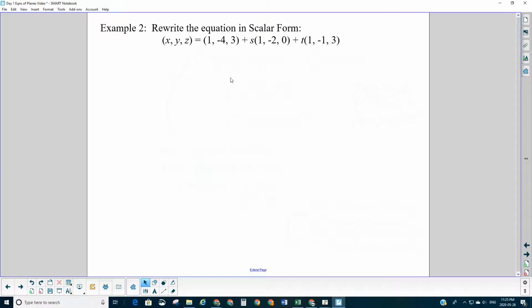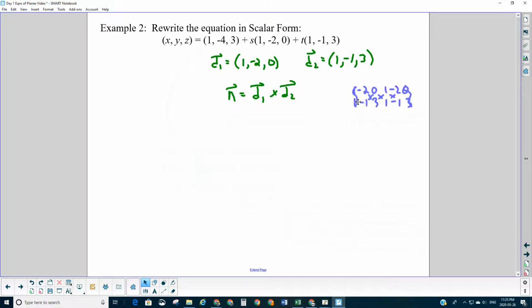So I need the normal. How do I get the normal? It is the cross product of the two direction vectors. Where are the two direction vectors? They're right here. They're really easy to see. There's the first direction vector. There's the second direction vector. So I've called them D1 and D2. I need to do their cross product. Again, I'm going to speed through this. Trust me that the cross product turns out to be negative 6, negative 3, and 1.